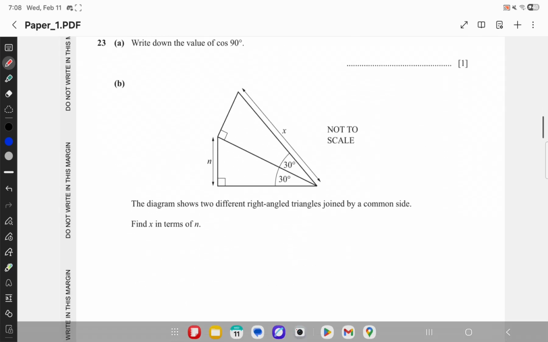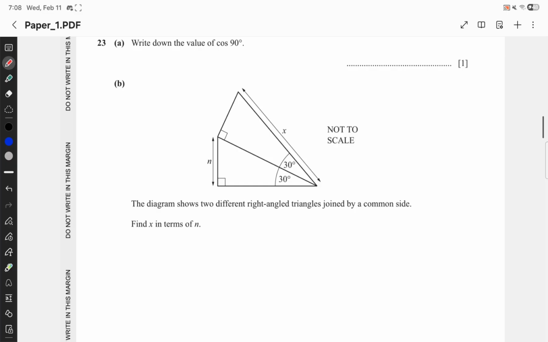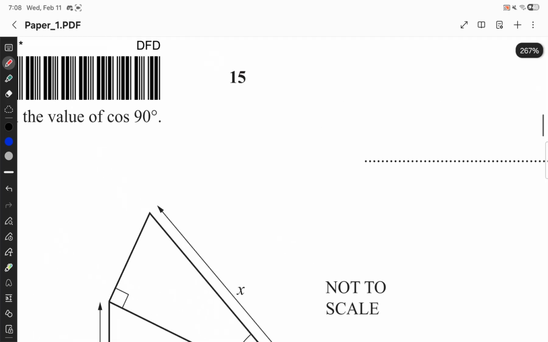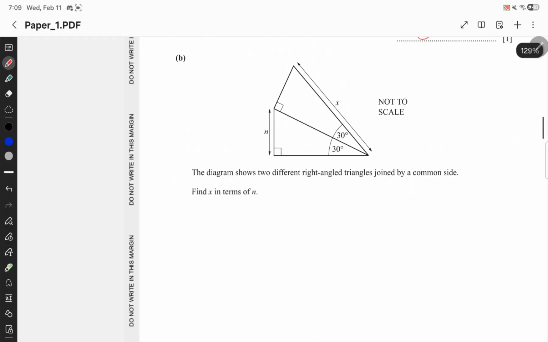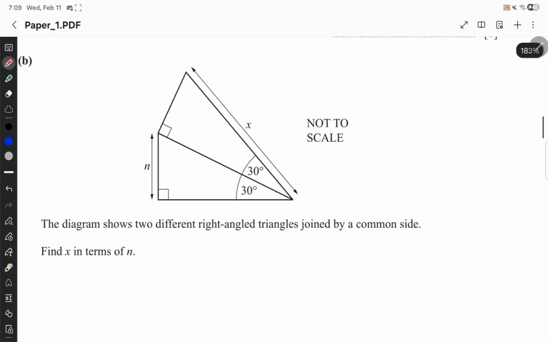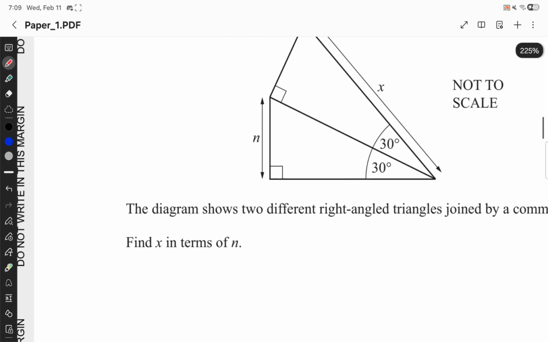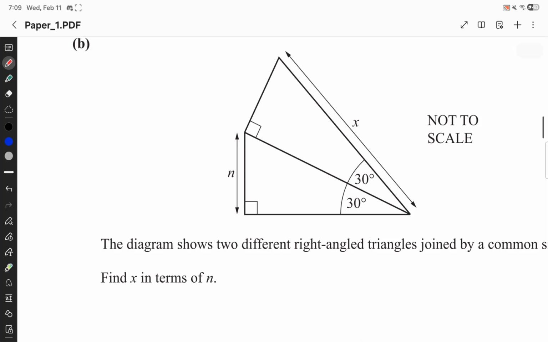Okay, next we have this question which people sometimes ask, I've seen this be asked 2 times. Okay, so let's quickly do part A. You have cosine of 90, so cosine of 90 is 0. Done. Okay. B. The diagram shows 2 different right angle triangles joined by a common side. Find x in terms of n.